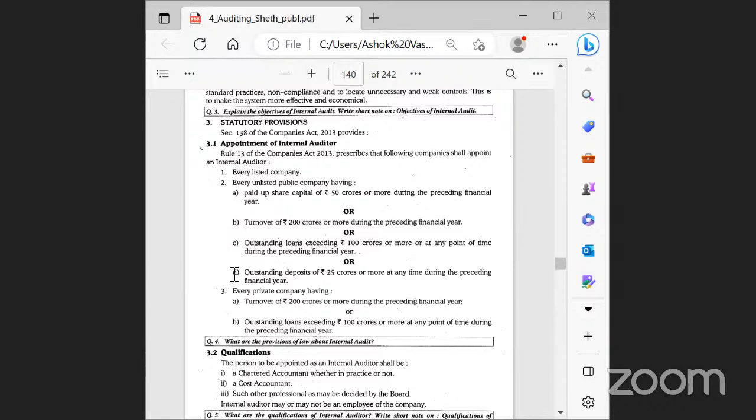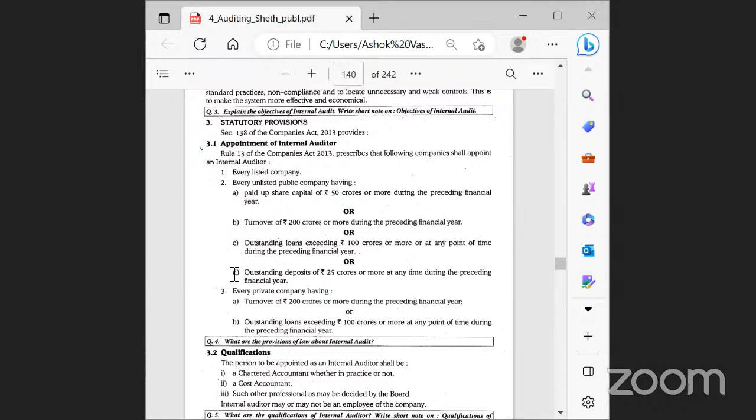Paid up capital is 50 crores or more. Turnover is more than 200 crores. Outstanding loans are above 100 crores. Outstanding deposits, that is public deposits, are 25 crore or more. If any of these is satisfied, then the internal auditor has to be appointed.